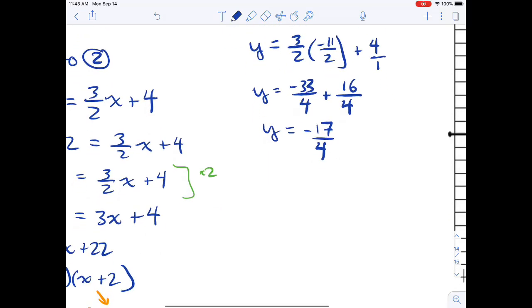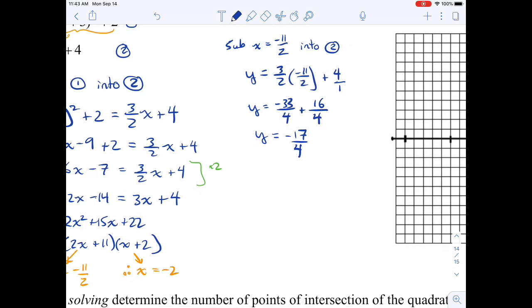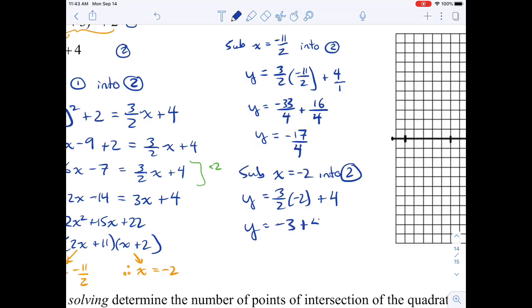So that's one of my y values that goes with one of my x values. So they are going to combine together to be one of my points of intersection. But I have another one I have to sub in. I have to sub x equals negative 2 into that same equation. So that's really just y equals negative 3 plus 4. Or y equals 1.